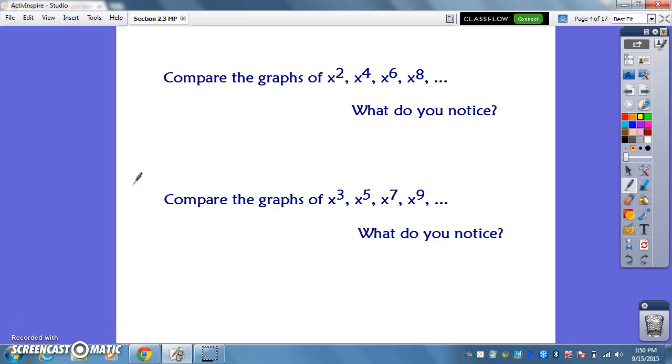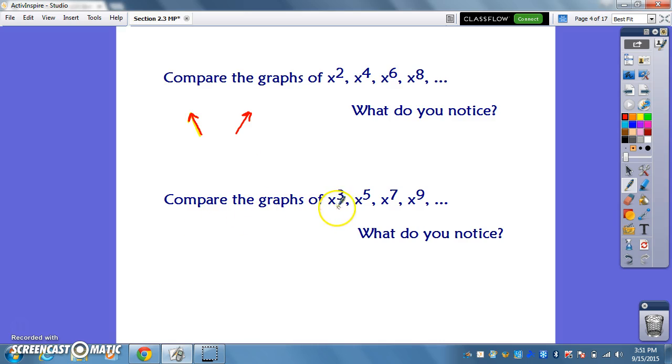So if you were to look at the graphs of x squared, x to the 4th, x to the 6th, x to the 8th, so on, any polynomial with an even degree, you should notice that the arrows are always pointing the same direction. Now for the ones that I've listed where they are positive leading coefficients, both arrows would be pointing up. But if you put a negative in front of those, both arrows would be pointing down. What you need to notice is that the arrows point the same direction.